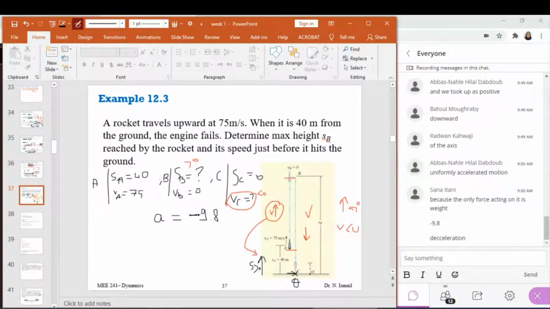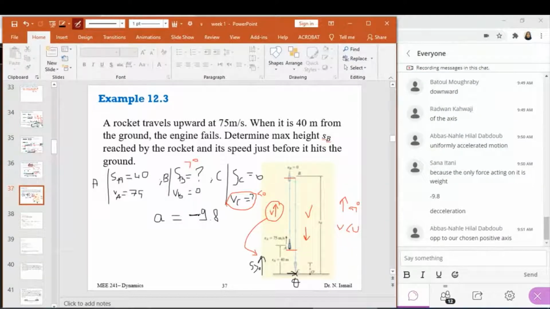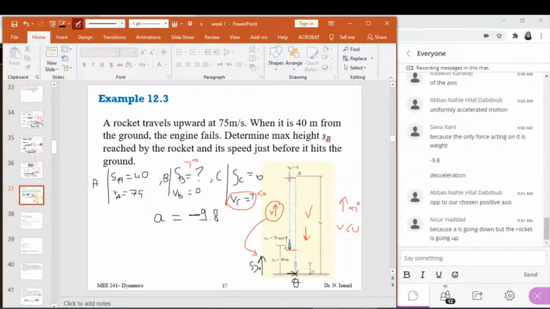Yes, it is decelerating, but it's not what I want you to say. Yes, because it is opposite to our chosen positive axis, guys. Perfect. If I choose from the very beginning of this problem S positive in the downward direction, then A will be positive. So A is negative because it is in the opposite direction of the positive S. So guys, this is a uniformly decelerated motion where A is constant and equal to minus 9.8.